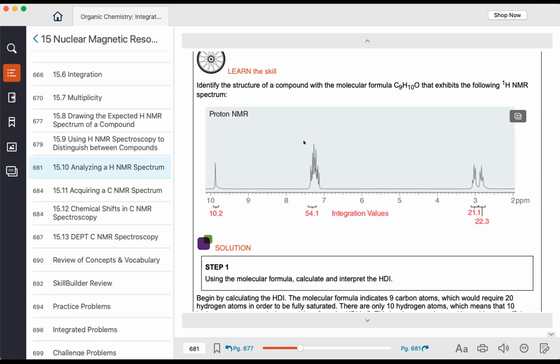Next, we have this complicated looking signal around 7.2, and this is indicative of a benzene ring, especially by the fact that it has an integration of 5. We would expect that this would be a monosubstituted benzene ring. And then this signal here, a very sharp 1 proton signal near 10, is indicative of what's called an aldehyde. So let's go to the notebook and we can draw these things out like we just were saying.